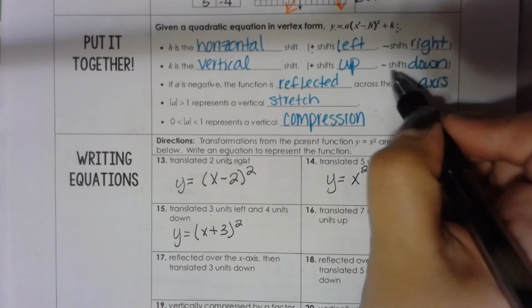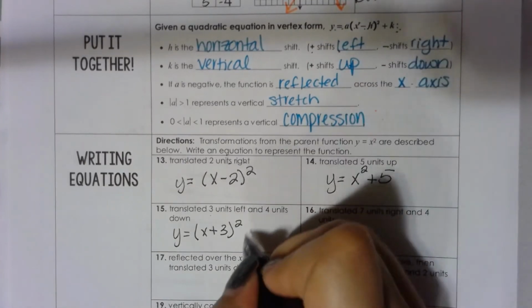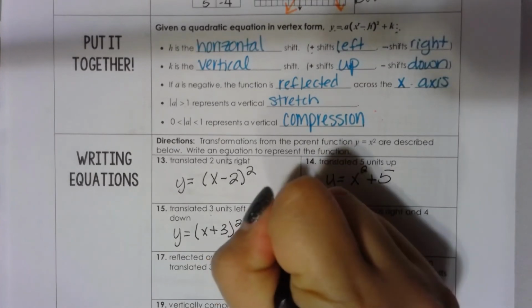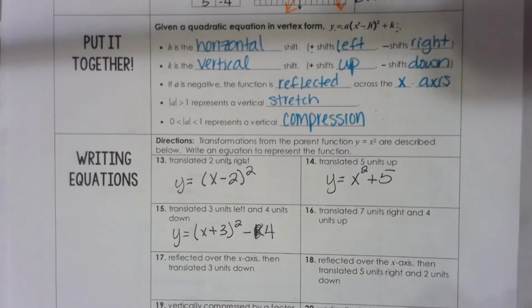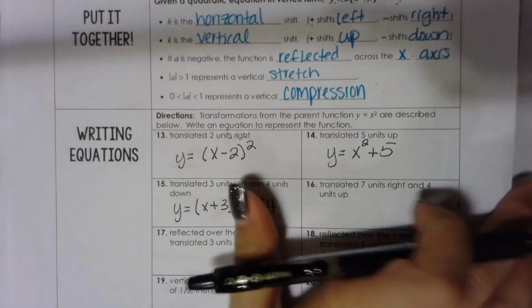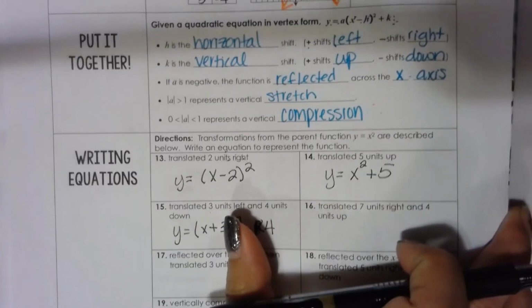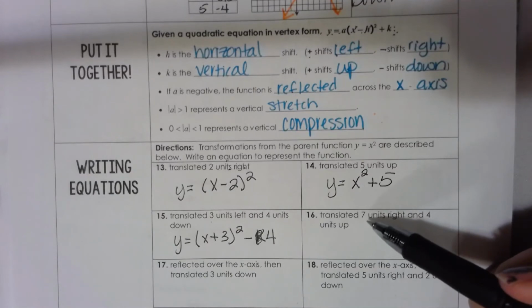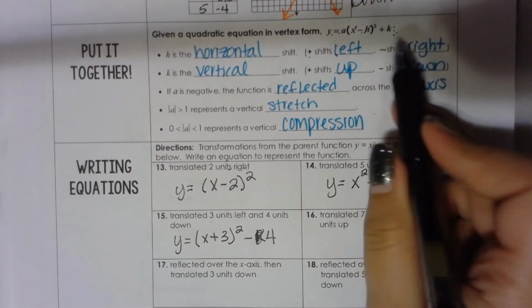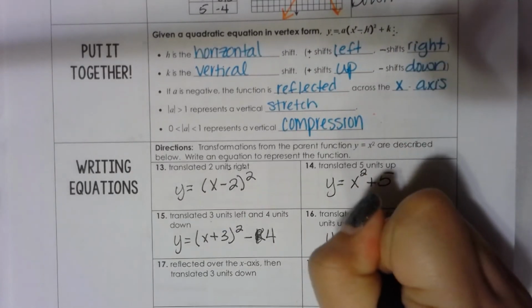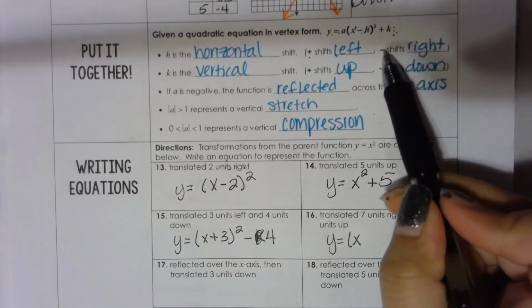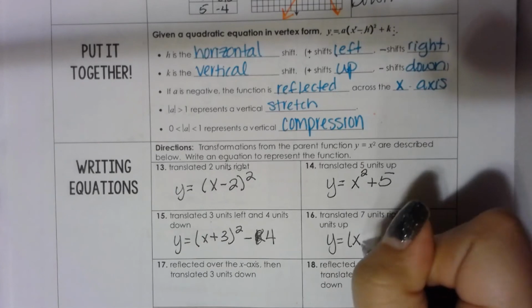Okay, and then number 16. If you're being translated 7 units right and 4 units up, then we're going to have an h and a k again, and you'll have y equals, open parentheses, x. If you're going to the right, then you're going to have subtraction inside your parentheses, and you're going 7 units to the right, close parentheses squared, and then you're going 4 units up. So if you're going up, then that'll be plus 4.